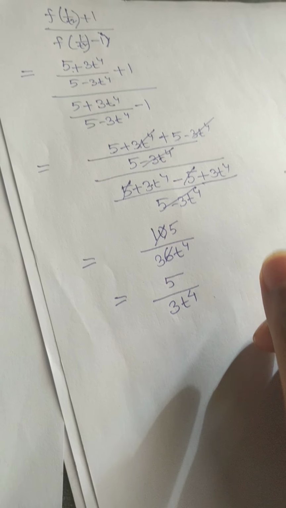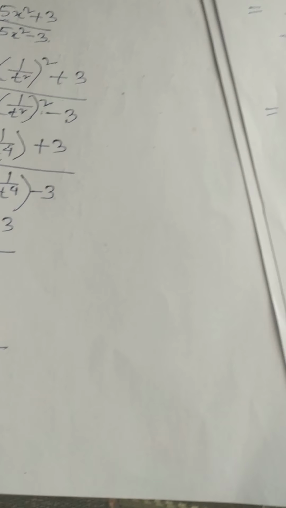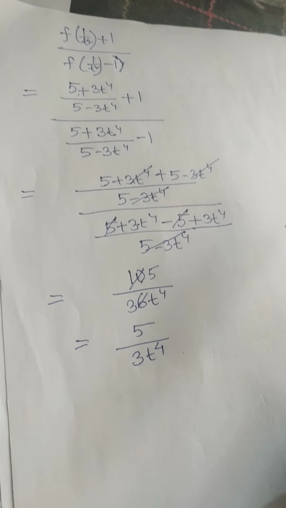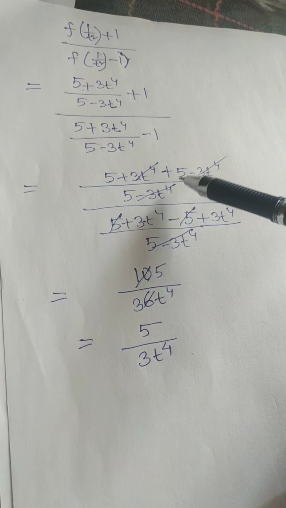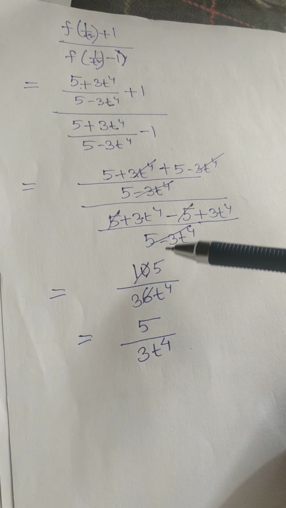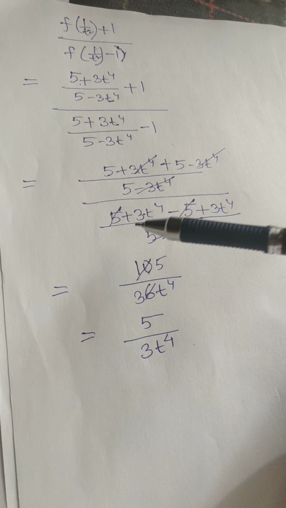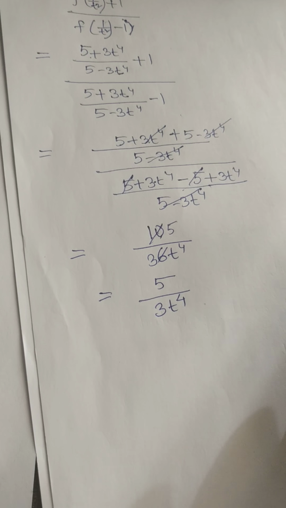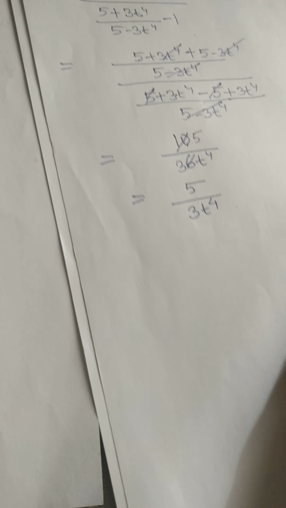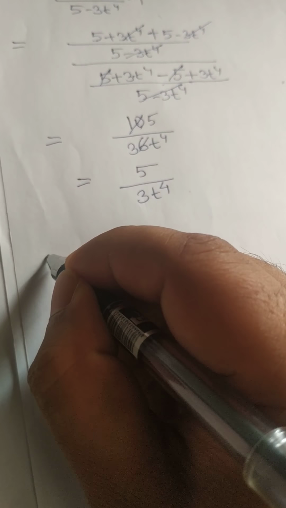Alright, any problem? I'm sure it's very easy, just follow the same rule and that's it. So just normal LCM, this also normal LCM, and you will get 5 by 3t4, that's it. So this is the answer. Okay, next let's move on to part C.